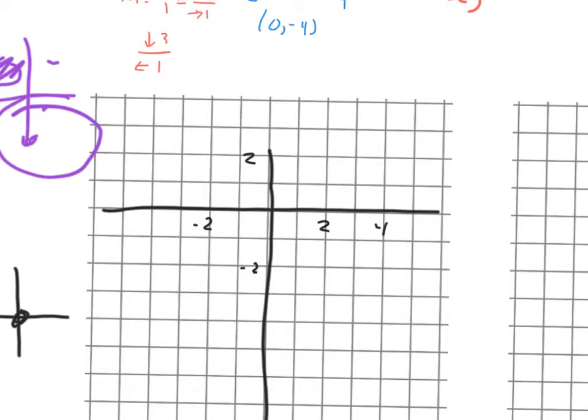That's fine. So I begin at -4, and now we follow the instructions. I go up 3, right 1, 1, 2, 3, and then right 1, right there.